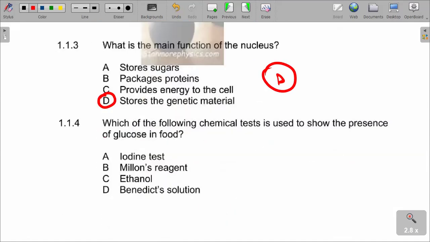Which of the following chemical tests is used to show the presence of glucose in food? When we are doing food tests, glucose is tested through the Benedict solution. Benedict solution is used to test for glucose. Iodine is for starch. And ethanol is an emulsion test, but the answer responsible for testing the presence of glucose is Benedict solution.